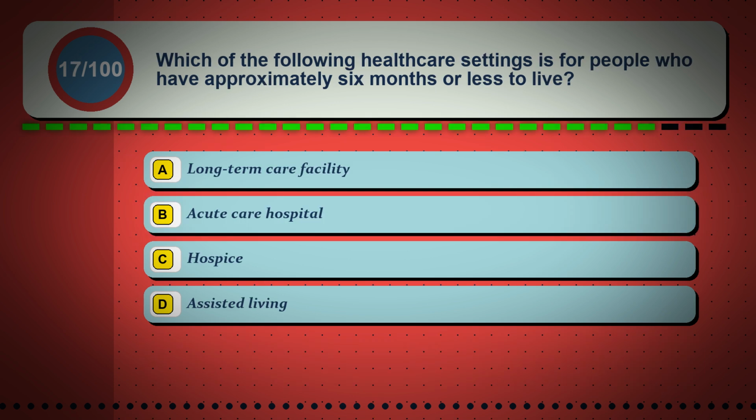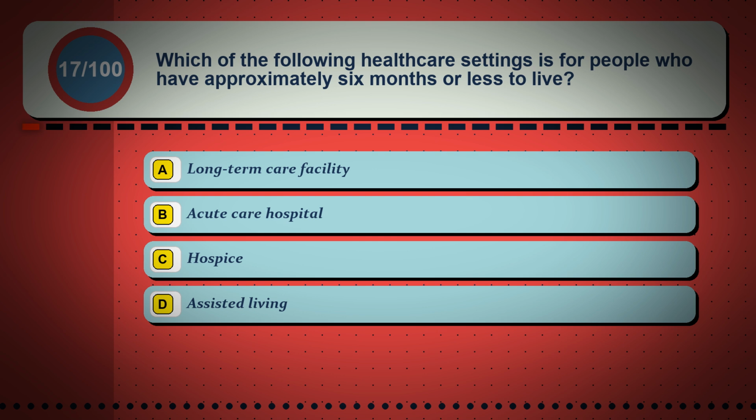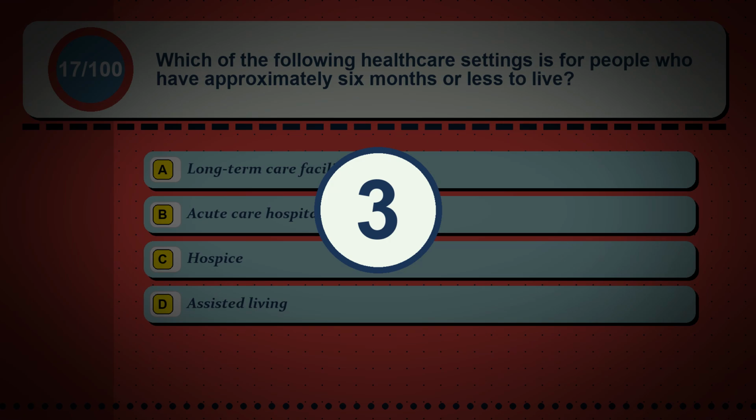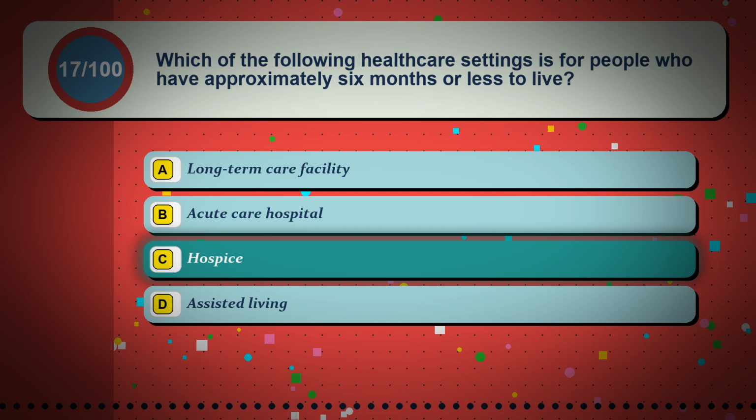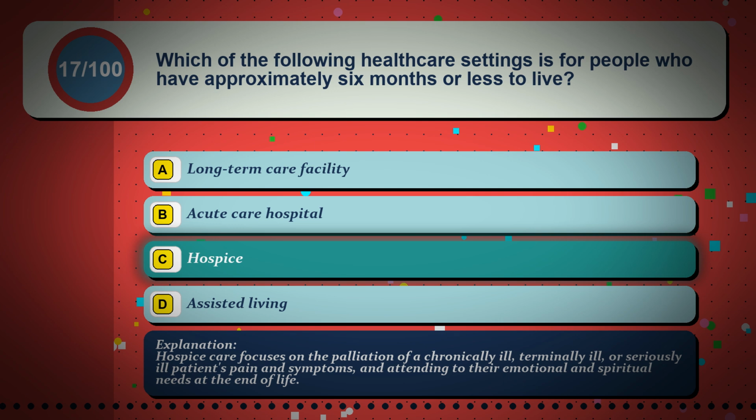Question 17. Which of the following healthcare settings is for people who have approximately 6 months or less to live? Option A. Long-term care facility. Option B. Acute care hospital. Option C. Hospice. Option D. Assisted living. The correct answer is option C. Hospice. Hospice care focuses on the palliation of a chronically ill, terminally ill, or seriously ill patient's pain and symptoms, and attending to their emotional and spiritual needs at the end of life.